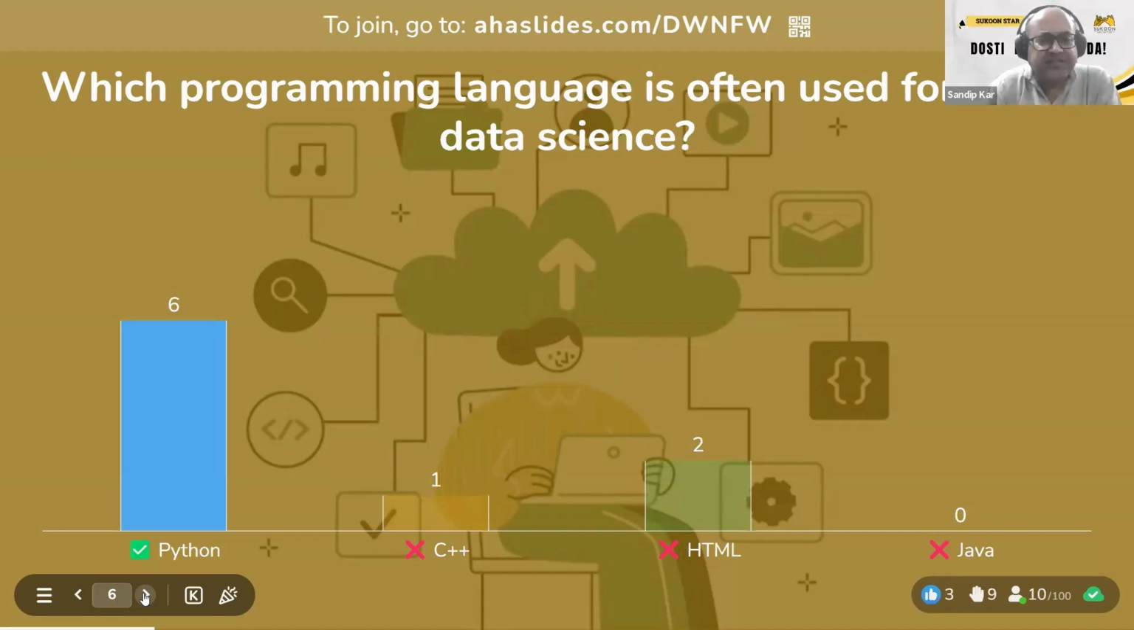Okay, one for C++, one for HTML. I don't know if Python the reptile is any simple or not, but Python the language is a high-level general-purpose programming language known for its simplicity and readability. Created by Guido van Rossum and released in 1991, it is very popular in AI, artificial intelligence, machine learning, data science, and web development.